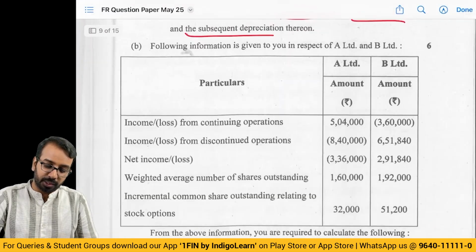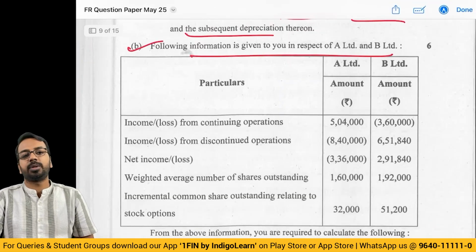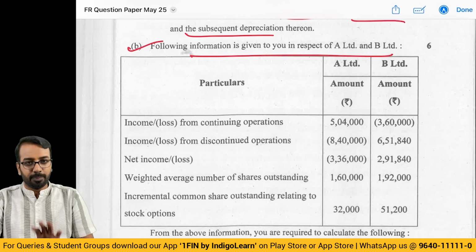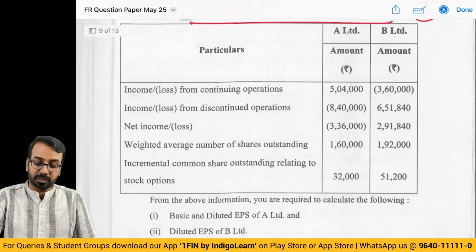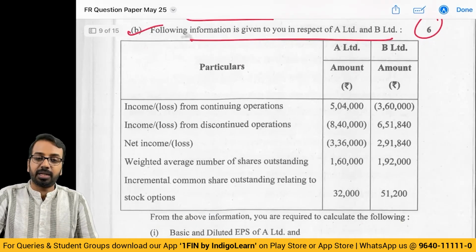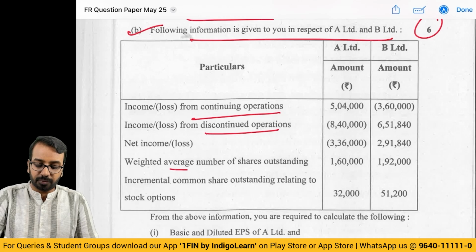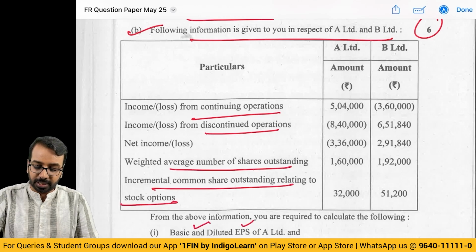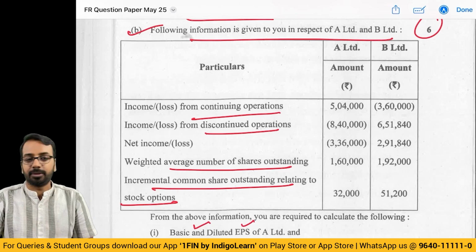Then coming to the next one. This one, a similar question from the study material. Simple but very lengthy. Just 6 marks and you have to do a lot of calculations. So they have given income from continuing and discontinued operation, weighted average number of shares, incremental common share due to stock option. Calculate basic and diluted EPS of A Limited and diluted EPS of B Limited. That is the question. Okay.